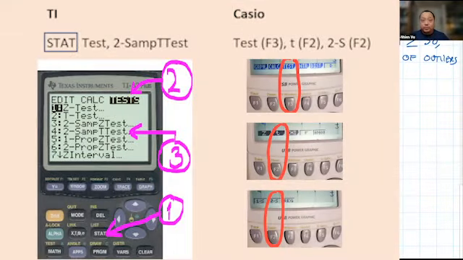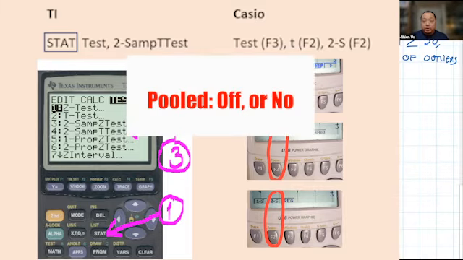Step 3, compute. Here's how you would compute the independent means test on the TI and on the Casio. On the TI it's 2-SampTTest, and on the Casio it's test, then t, then 2-sample. On both calculators, when it comes to pooled, choose no.